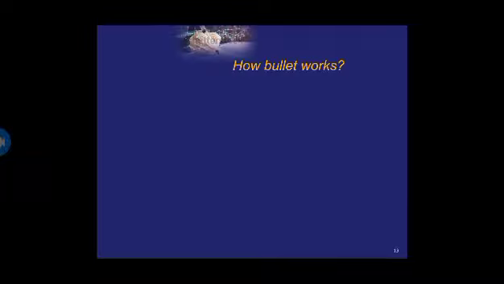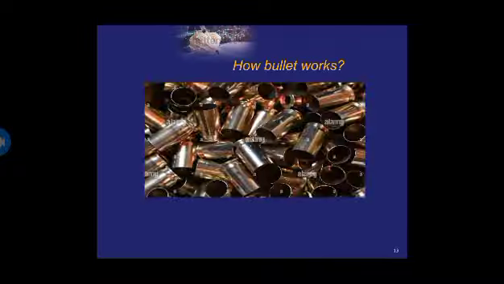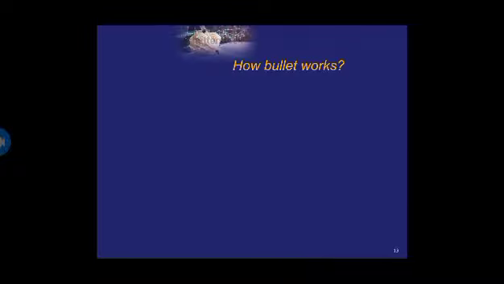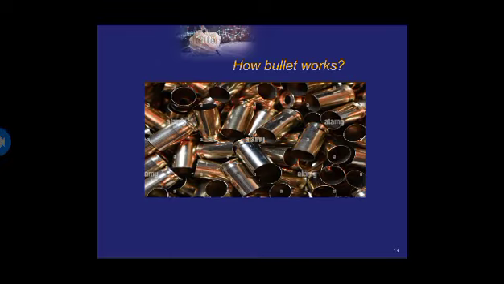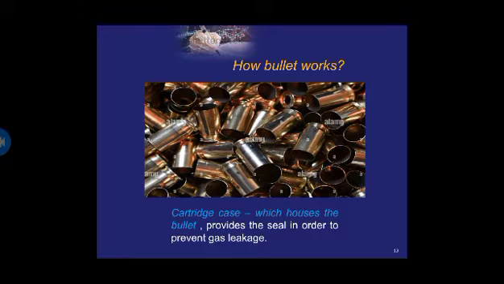Next is how a bullet works. A bullet is typically made of lead or lead alloy, designed to be aerodynamic and penetrate the target. The projectile here is the bullet itself. The cartridge contains several components working together to make it function. Next, we have the casing, which houses the bullet. It is usually made of brass or steel and serves as a container of the other components.